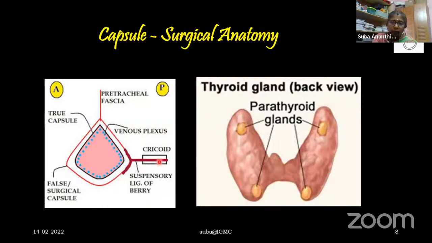These parathyroid glands are present in the space between the true and false capsule. This false capsule is not removed during thyroidectomy. So remember this. This false capsule is kept. It is not removed during thyroidectomy. During thyroidectomy, the true capsule is removed along with the gland.